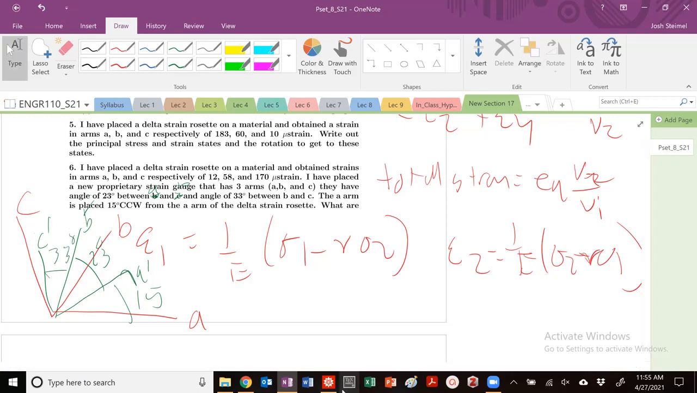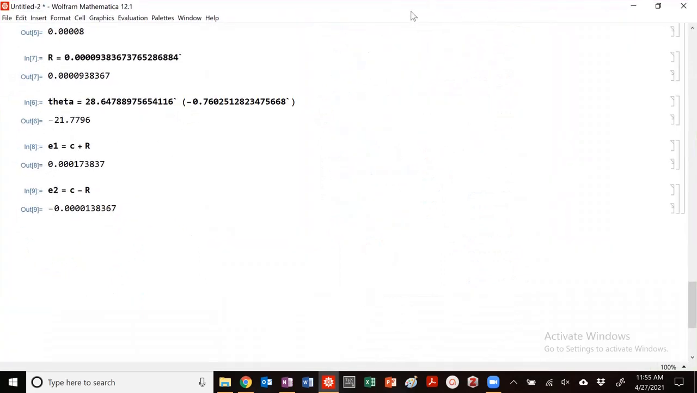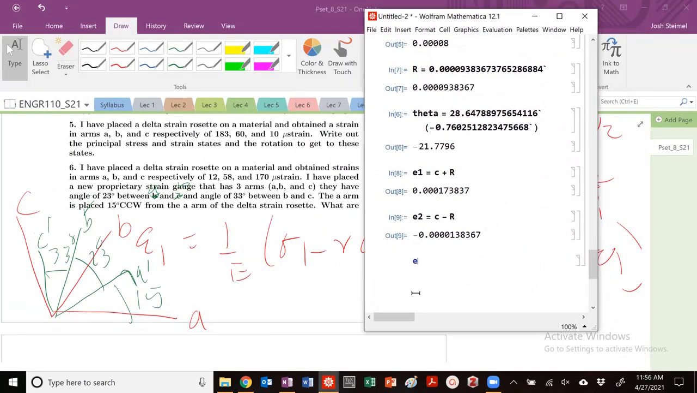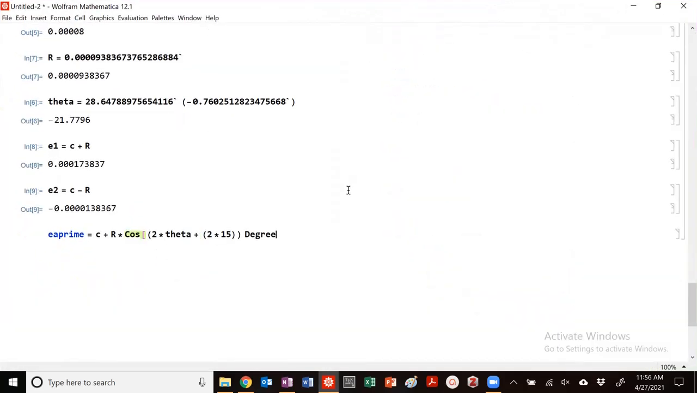So if I want to find the new EA prime, I'm going to do the following. EA prime is going to be equal to C plus R times cosine of 2 times theta plus, what's the angle here? 30, right? Because again, I'm doing that in rotation essentially here. So that angle is going to be 2 times 15, so 30, and I'm going to keep all of this in my degree mode. So let's write this more generally, 2 times 15, and I'm going to keep everything in degrees. So that's my new EA prime.